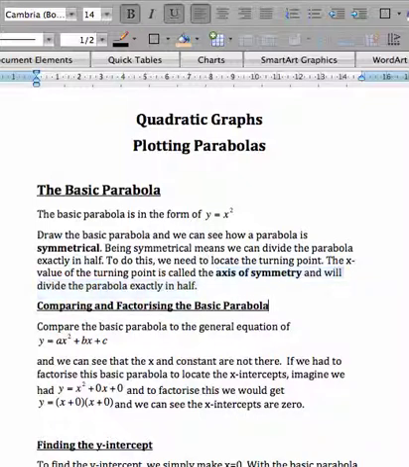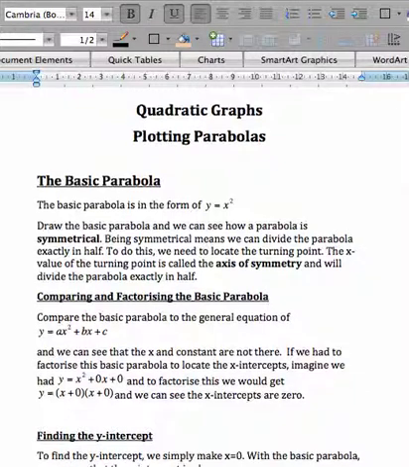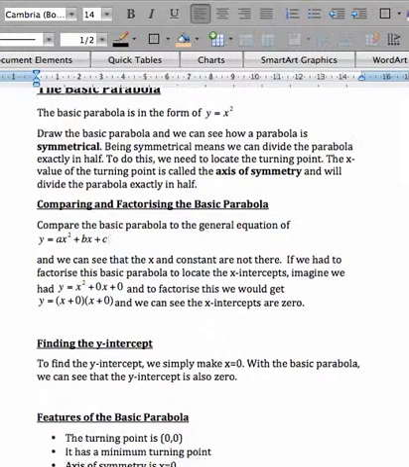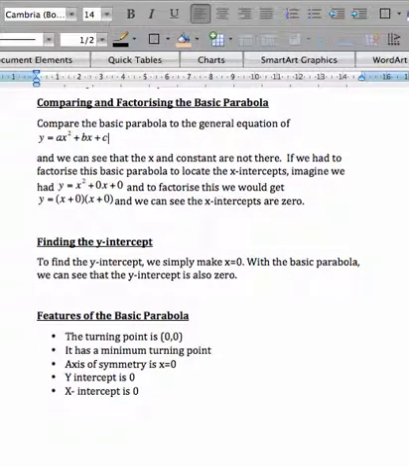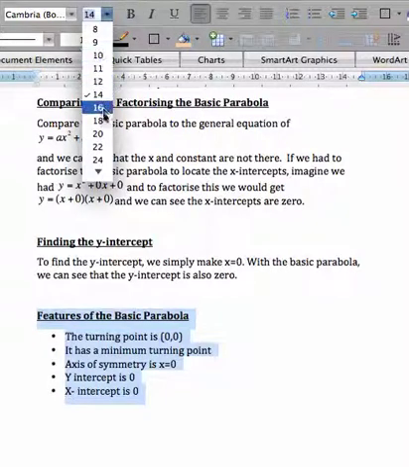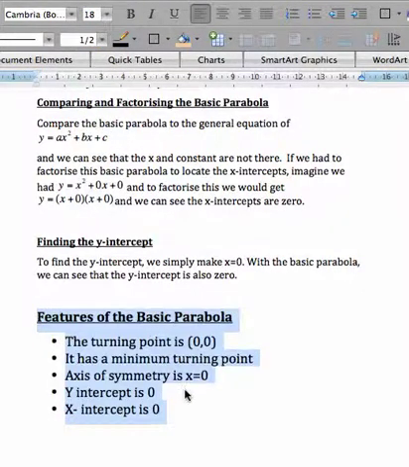We've compared the basic parabola to the general equation that we can get, the trinomial. And when we factorize the basic parabola, we can see the x-intercept is clearly 0. And to find the y-intercept, we make x equals 0, and that's pretty easy. So the features of a basic parabola are this. And this basically summarizes the information we have above. So if you just write this down, that's fine.